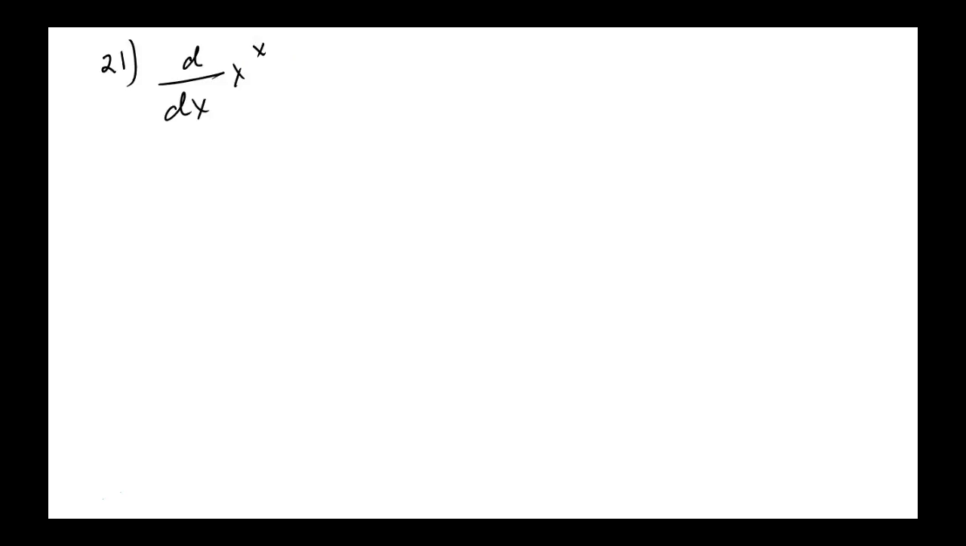I'll let you handle it. If x were a number, piece of cake. If the exponent x were a number, we know how to do that: just take it down and subtract. But with x raised to the x, you can't use that rule anymore. That only works with finite numbers as the exponent.